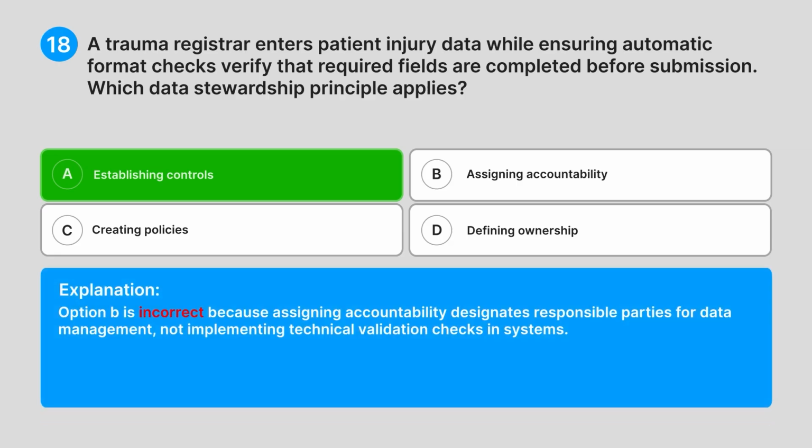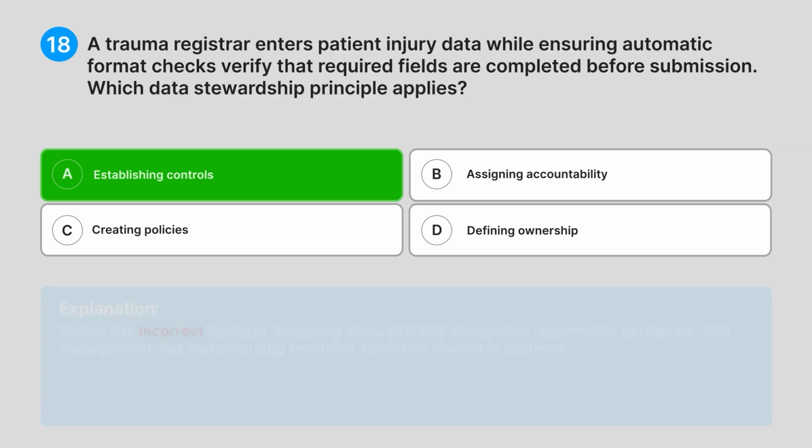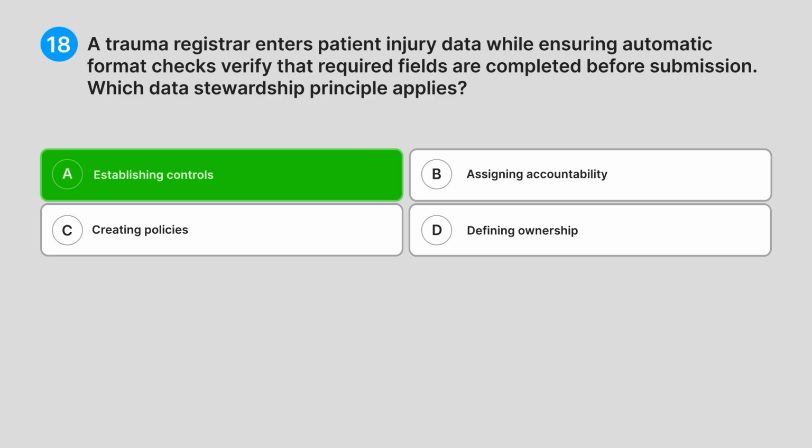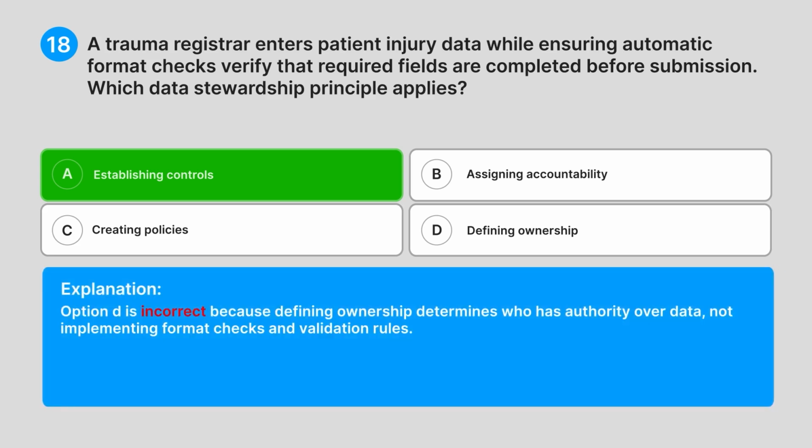Option B is incorrect because assigning accountability designates responsible parties for data management, not implementing technical validation checks in systems. Option C is incorrect because creating policies sets organizational rules, while this scenario describes technical controls enforcing data entry standards. Option D is incorrect because defining ownership determines who has authority over data, not implementing format checks and validation rules.